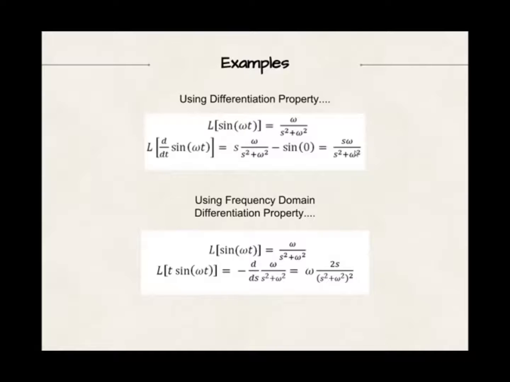Using the frequency domain differentiation property, you can go the opposite direction. So we have the Laplace of sine of omega t is equal to omega over s squared plus omega squared. We then find the Laplace of t sine omega t is equal to the negative differentiation of omega over s squared plus omega squared, which is then equal to 2 omega s over s squared plus omega squared, all squared.